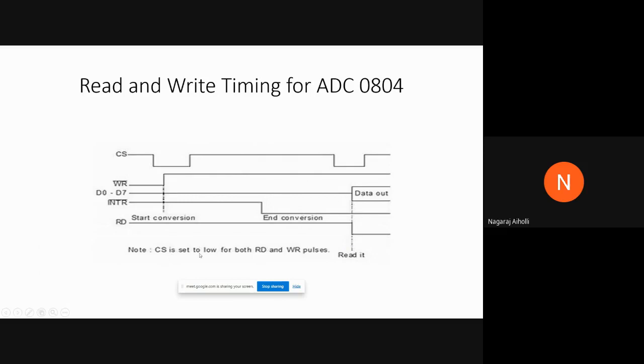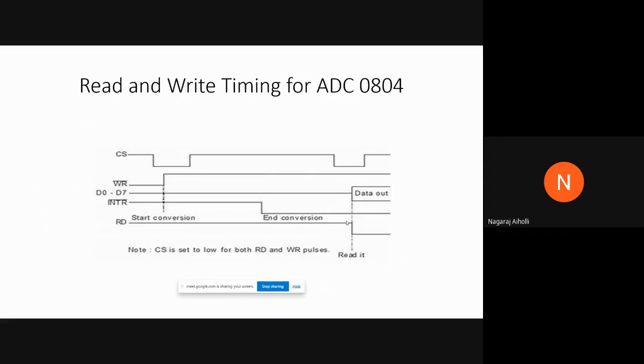Note that here the chip select is low for both read and write pulses, because if you are reading the data from the ADC into the microcontroller, or if you are writing the analog signal into the ADC, for both the chip should be selected. The ADC should be in selected mode. For both conditions, the chip should be in selected state, and hence the CS bar pin is low for both the read operation and also for the write operation. So this is about the read and write timing for ADC 0804.